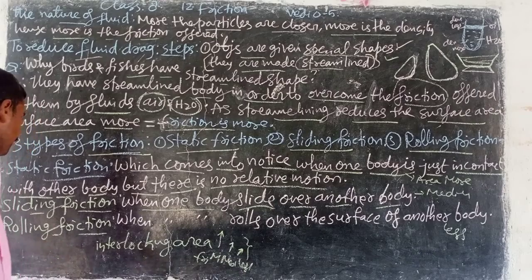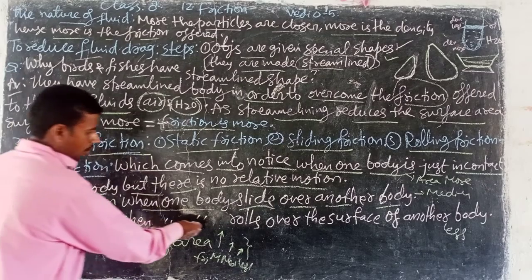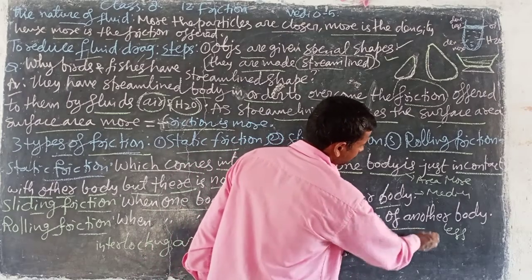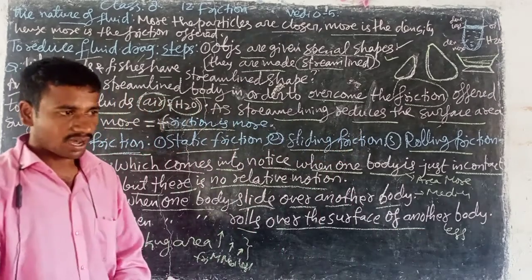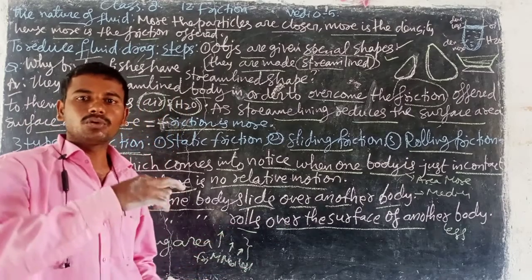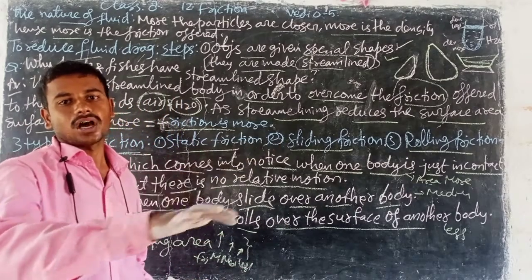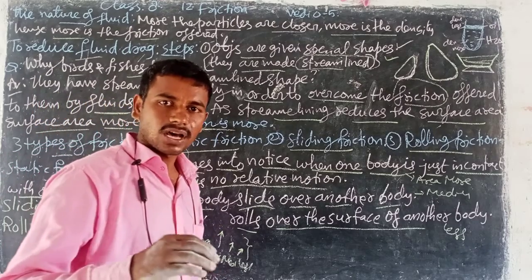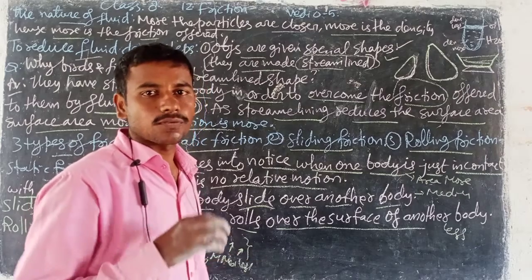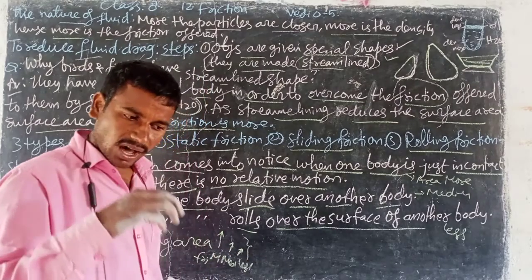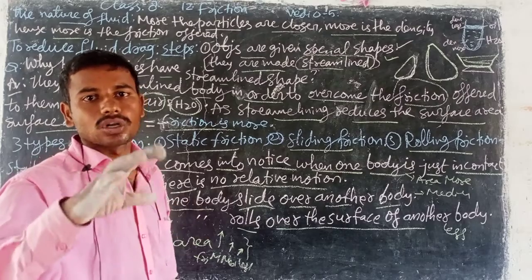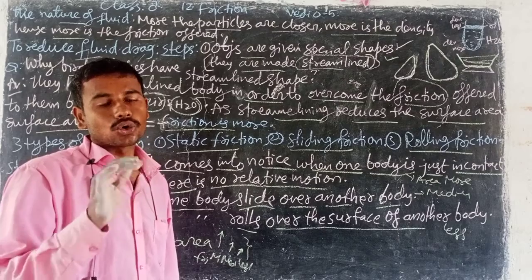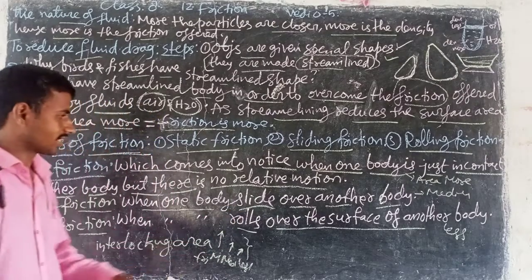Look there. What is rolling friction? When one body rolls over the surface of another body. Marble, when you put it down, rolls on the surface of the floor. When a marble rolls on the surface of the floor, the marble's rolling is called rolling friction. The marble's moving process is called rolling friction.